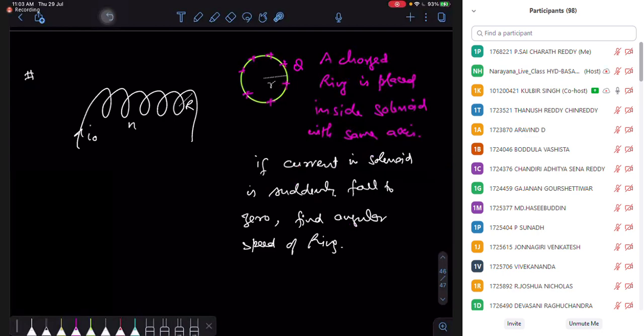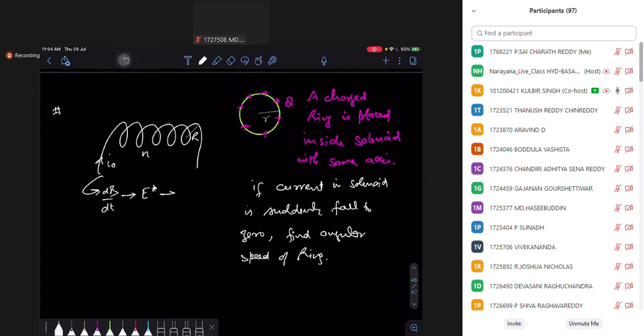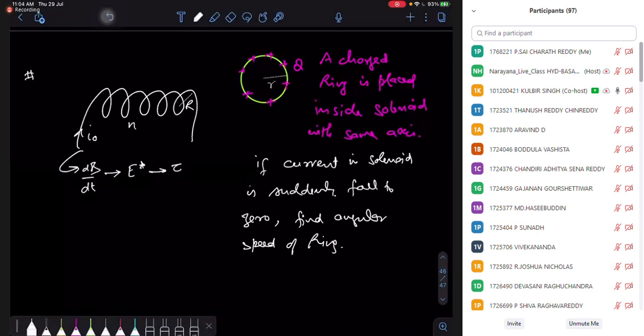The reason is that this time varying current generates a time varying magnetic field, and this time varying magnetic field generates an induced electric field. This induced electric field can exert a force and torque on the charges. As a result, the ring begins to rotate. I hope you understand the point here.